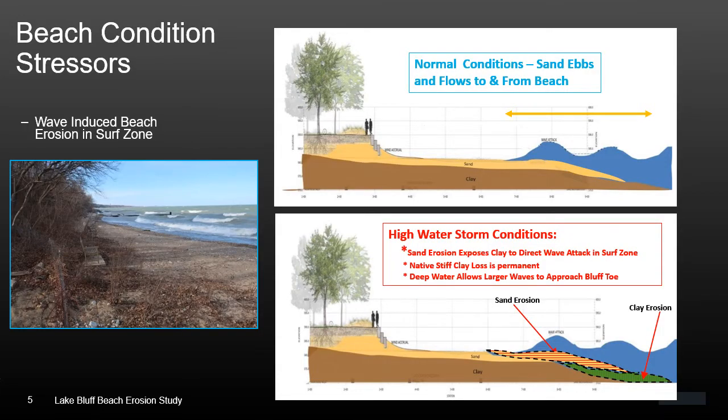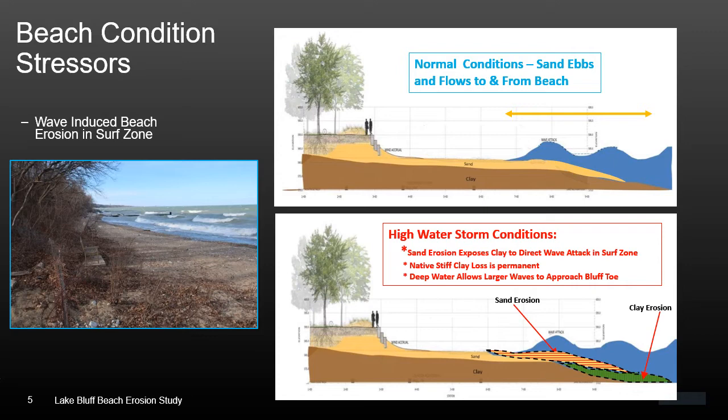This slide is an illustration of the erosion process at a beach. The upper right-hand illustration shows normal storm conditions when wave energy is not so intense. The sand layer will move onshore and offshore depending on the type of energy coming in with this wave action. So there's no permanent loss in beach during this type of condition.